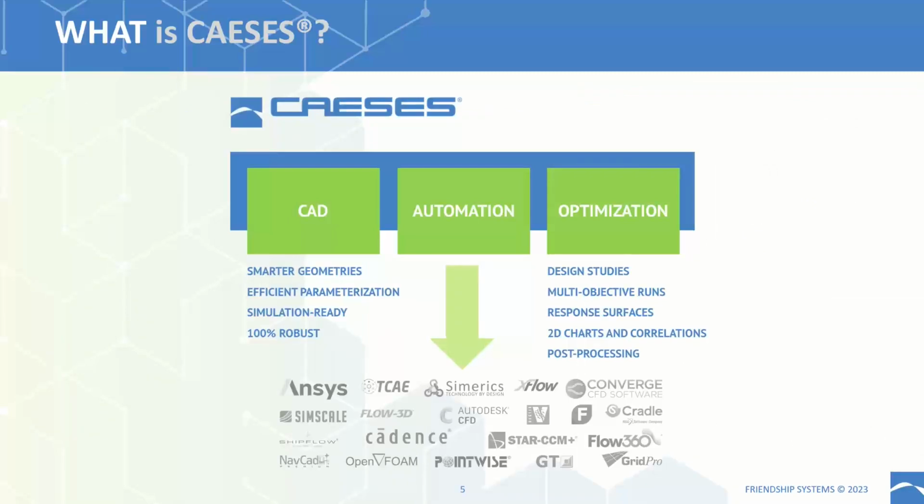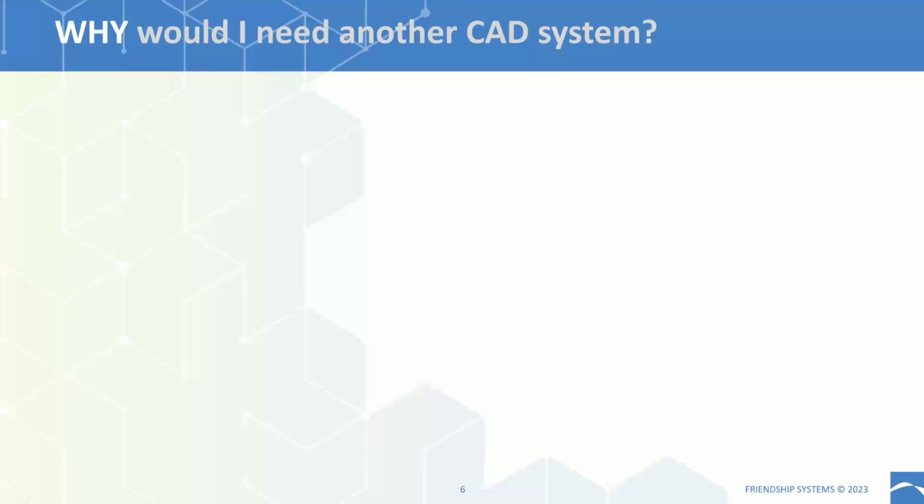So this is the summary of what I've just mentioned, the main components of CAESES. We have the CAD environment on the one side, the optimization environment on the other side, and then what is called automation in the middle is basically the interface where you can connect CAESES to arbitrary external simulation tools. Most of the time we're dealing with CFD solvers, but it can also be structural solvers or any other type of calculations. So as I mentioned, probably the most important and most unique component of CAESES is the specialized CAD environment.